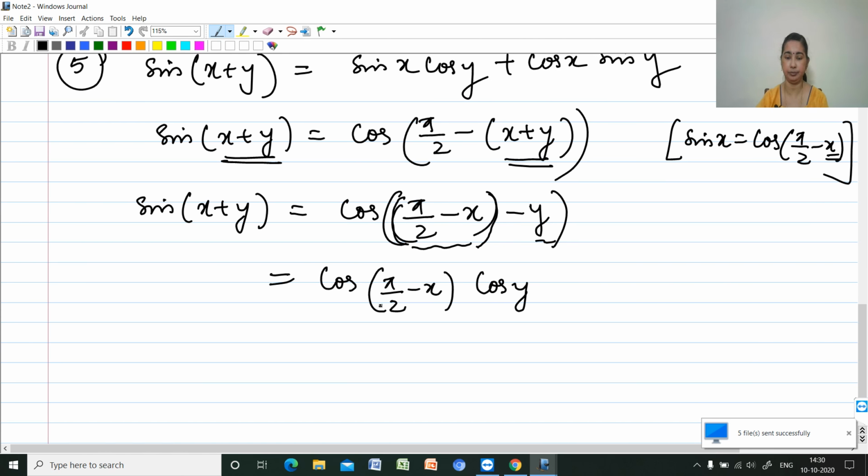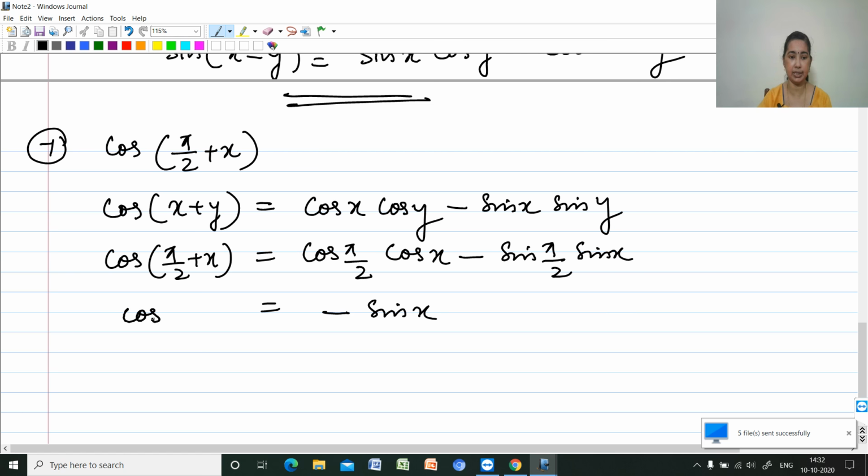And cos pi by 2 is 0, so this entire term becomes 0. Then minus sin pi by 2 is 1, and into sin x. So what is the result for cos of pi by 2 plus x? Cos of pi by 2 plus x is equal to minus sin x.